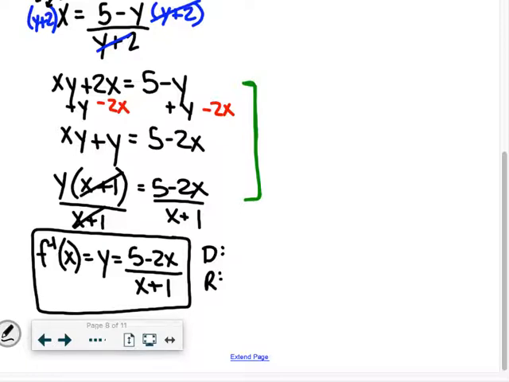What's our issue? The denominator can't be 0. So the domain for this new inverse function is everything but negative 1. So then we write that in interval notation. Negative infinity to negative 1 in union with negative 1 to infinity. And make sure in your notes you've got parentheses on all of that. Do not include negative 1.